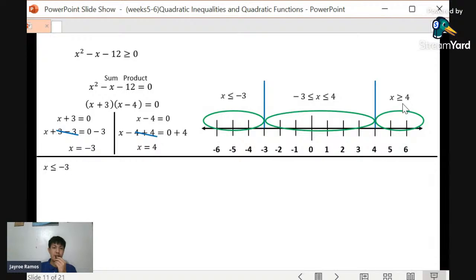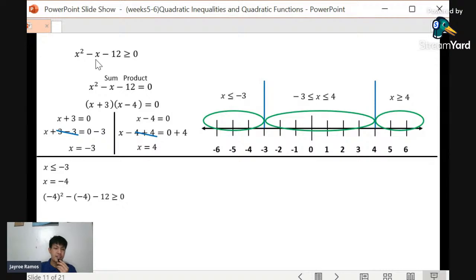So let's try first, x is less than or equal to negative 3. O mag-isip po ng number na less than negative 3. So let's try negative 4, no? Kasi mas mababa sa negative 3 yan. Then after that, we're going to replace the value dun sa ating given. So papalitan lang natin yung mga x dito ng negative 4. Okay, good. So yun, pinalitan lang natin ng negative 4.